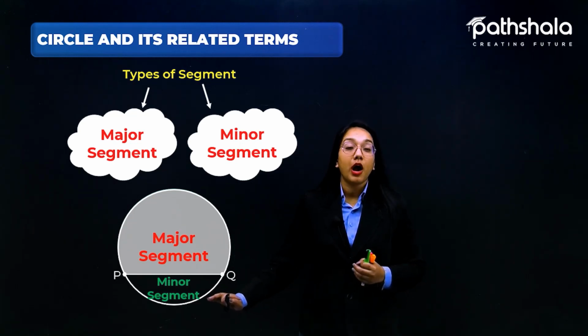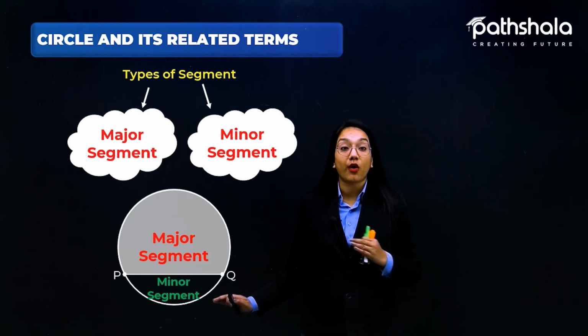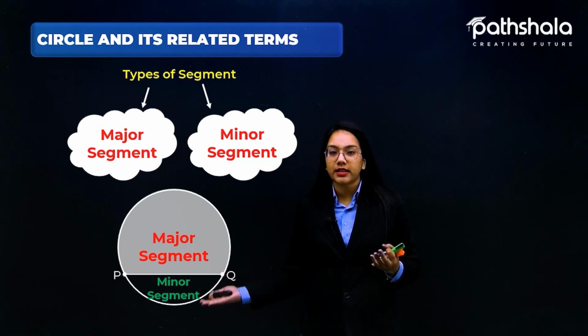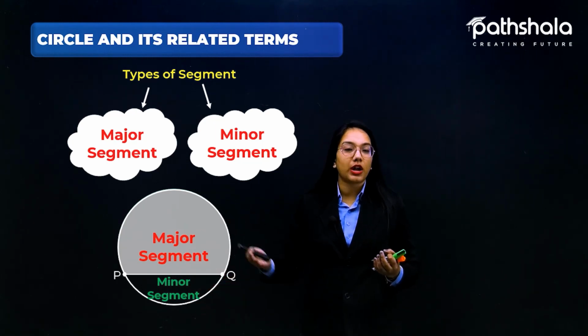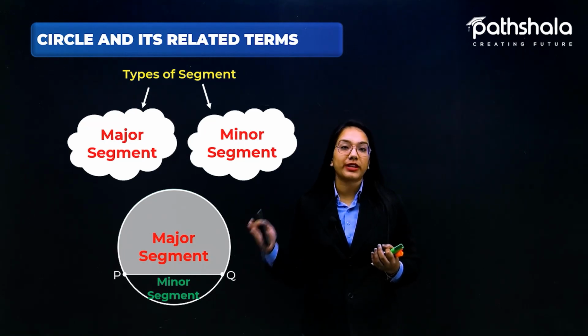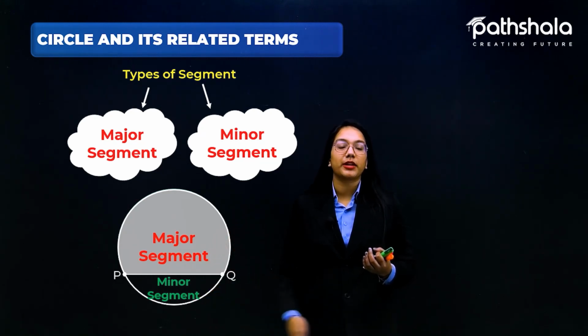So always remember what a segment is. A segment is a region enclosed by a chord, which is PQ, and either of its arcs, either a minor arc or a major arc. The region that is formed over here is called a segment, and segments are of two types, major segment and minor segment. This is the major segment, and this is the minor segment.